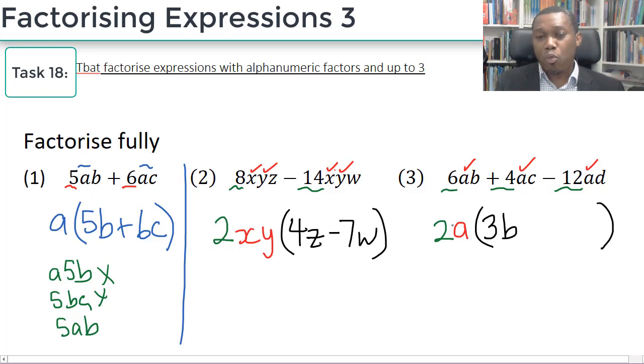I have 4. What do I multiply 2 by to get positive 4? Yes, positive 2. I need AC. Do I have AC? I have A, so I need to put in the C. Then finally, what do I multiply 2 by to get minus 12? Yes, minus 6. I want AD. I already have A, so the D is the letter that has to go in. It's just that checking and matching process.